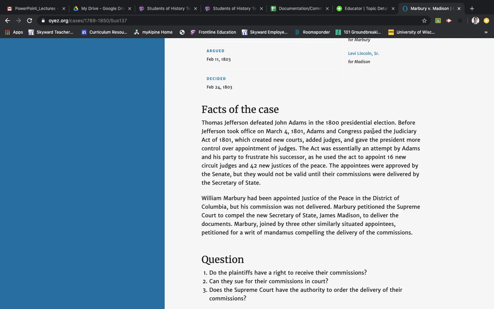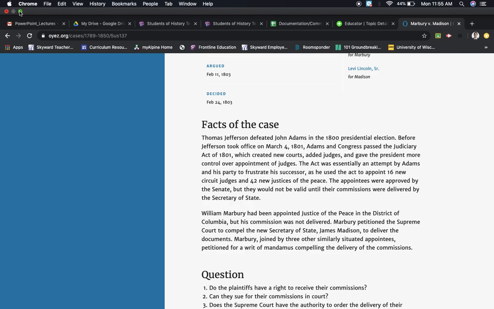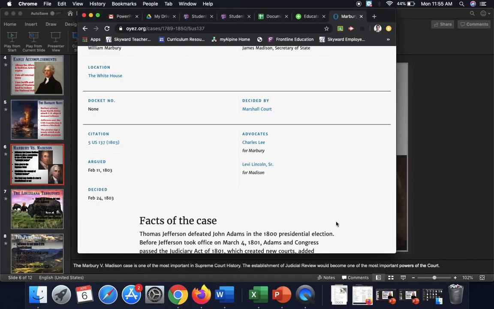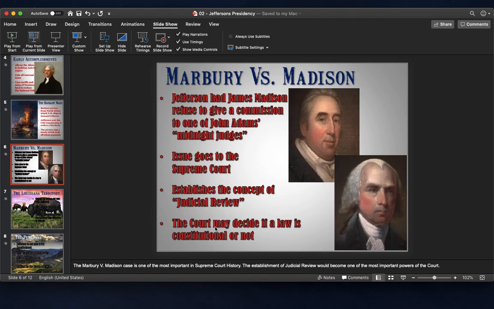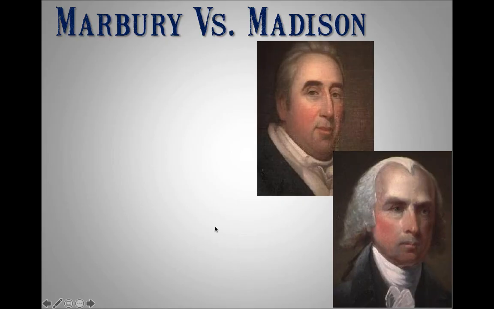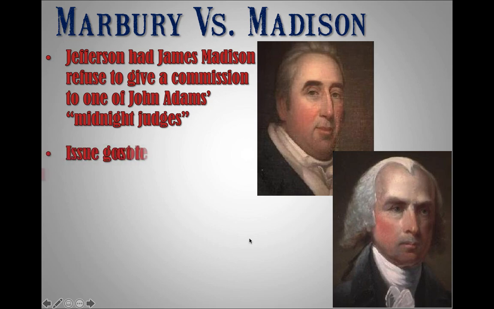And what he did was he utilized Congress to pass the Judiciary Act of 1801, which created new courts, added judges, and gave the president more control over the appointments of judges. So basically what happened was before John Adams was no longer president, he put in a lot of different rules and laws to kind of try to bother Thomas Jefferson. Well, this was found to be not appropriate by John Adams. So this issue actually goes to the Supreme Court.